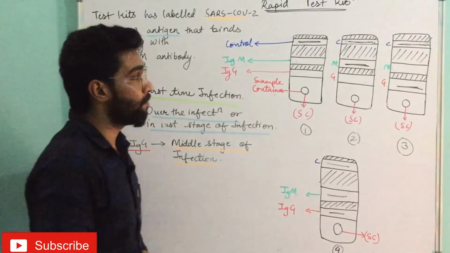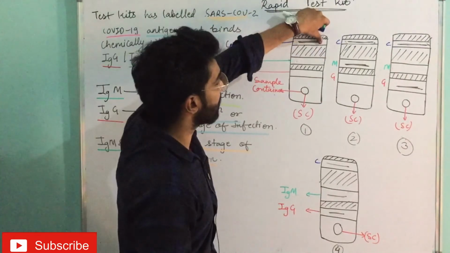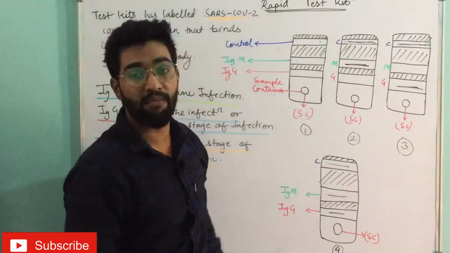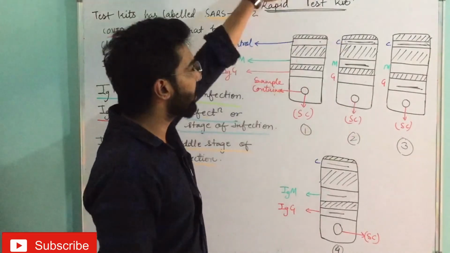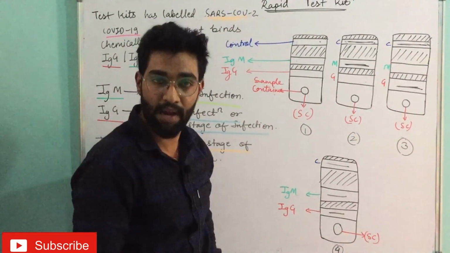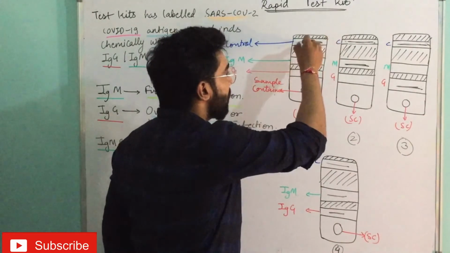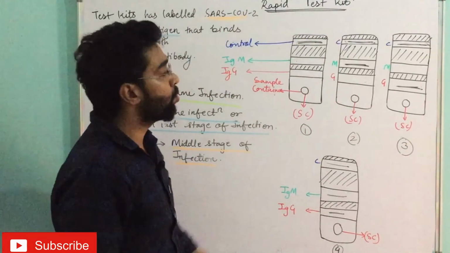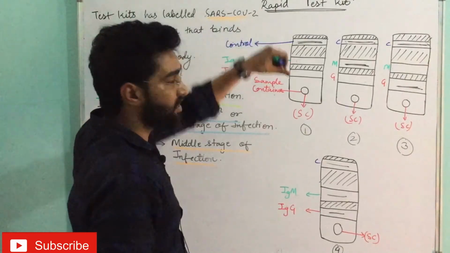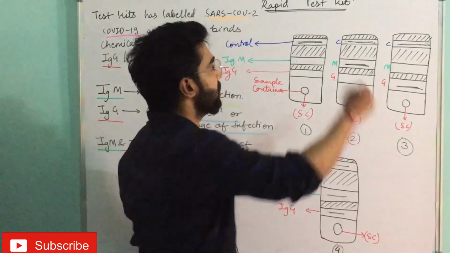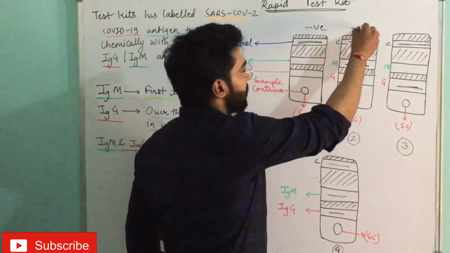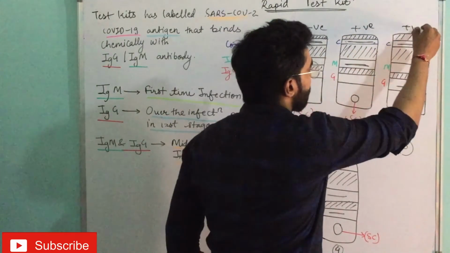Okay, now what if the control line doesn't appear after adding the buffer and the blood? It means that the kit is invalid, it is not working well. And if only a single control line appears and after 2 to 10 minutes you don't see any line on IgG and IgM, then it means that the person is coronavirus negative. These are all the coronavirus positive tests.